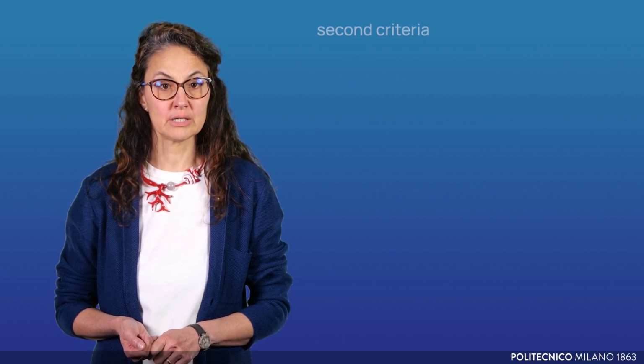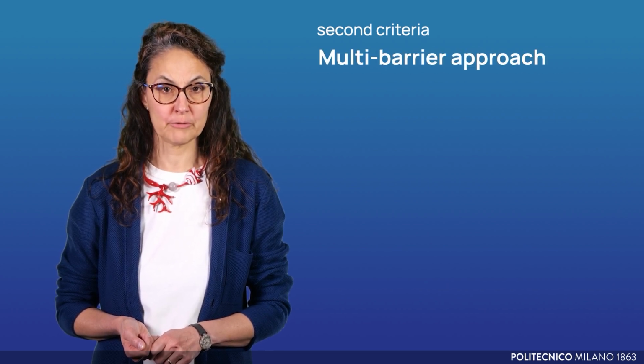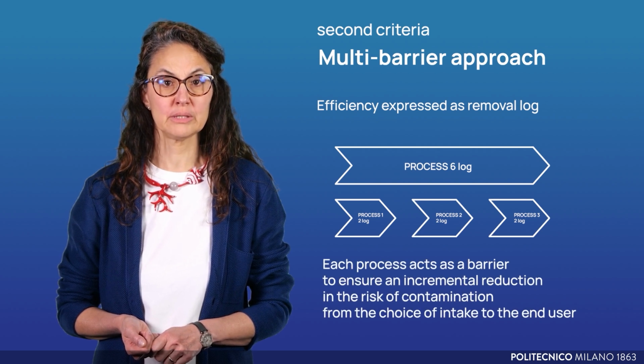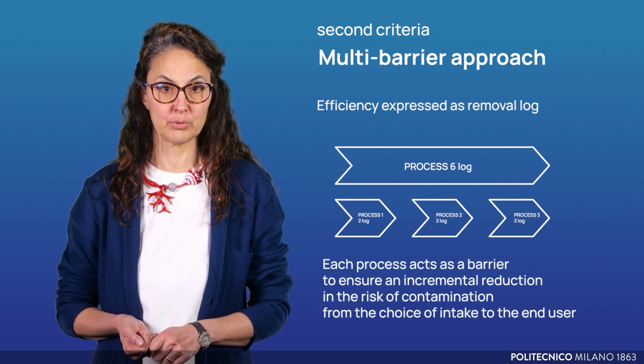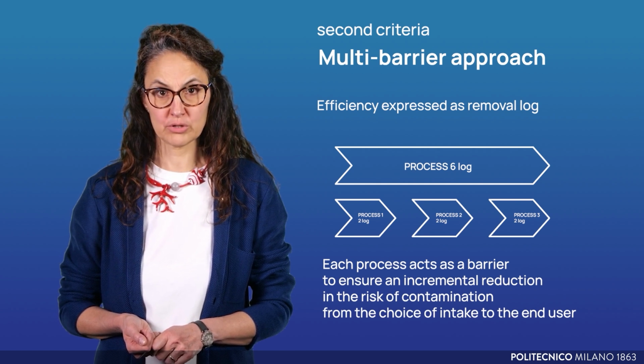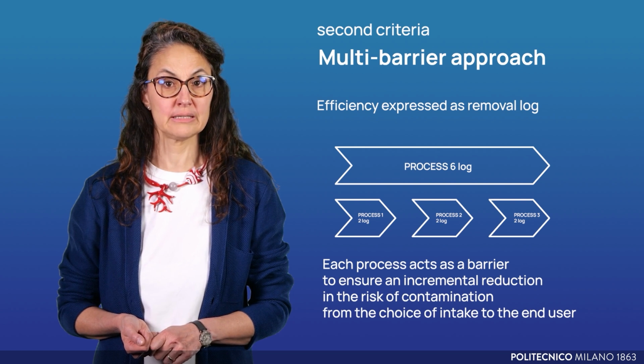The second criterion involves defining the treatment sequence based on a principle of resilience, which is applied through the multi-barrier approach. This means setting up multiple treatment processes in sequence, all working towards the same removal goal. In doing so, we ensure greater reliability of water quality, even in the event of significant or unexpected changes in the characteristics of the source water or in case of system malfunctions.